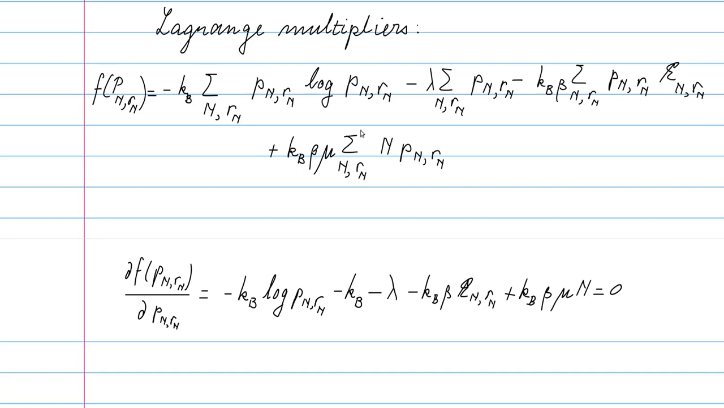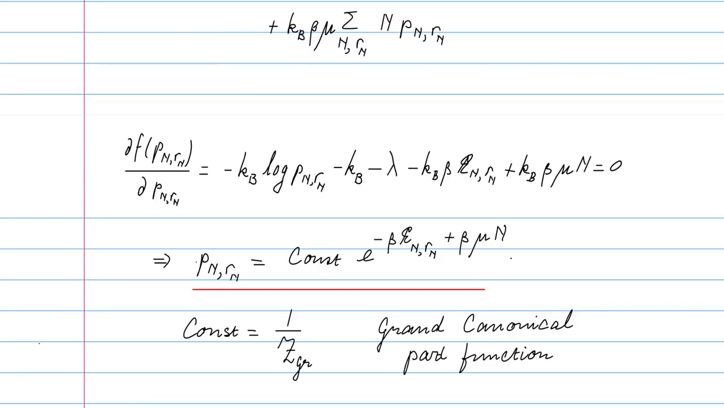Then the second term is from the p_n occurring in the log, which cancels against this one, so then I just have the k_B. Then I have this term, this p_n just drops out, I'm left with the lambda. Then I have a k_B beta times E_n arising from the constraint on the expectation value of the energy, and a similar expression for the number of particles. And from this equation I can easily resolve this p.